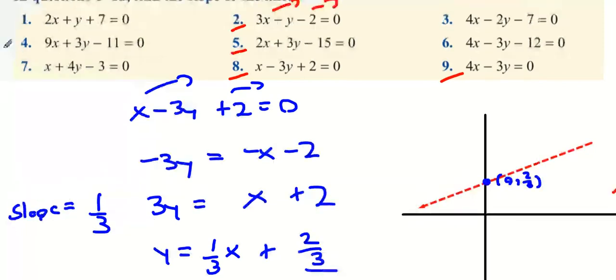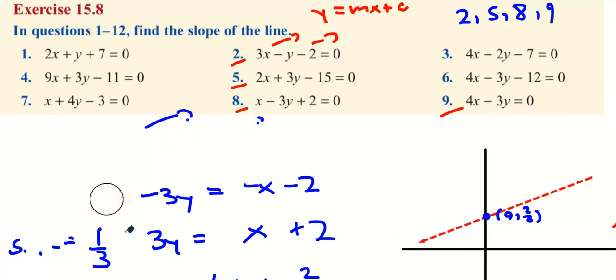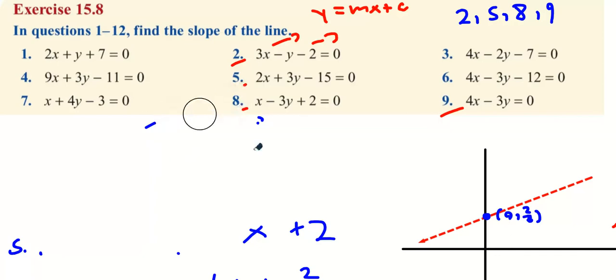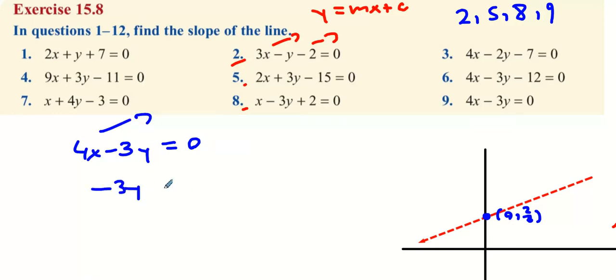Now we're on to question 9. Once again, we're going to use y equals mx plus c. We've got to get the y on its own. It is an interesting question here. We're going to have 4x minus 3y equals 0. Bring the 4x over to the other side, minus 3y equals minus 4x. Multiply both sides by negative, 3y equals 4x. Divide by 3. y equals 4 over 3 x.